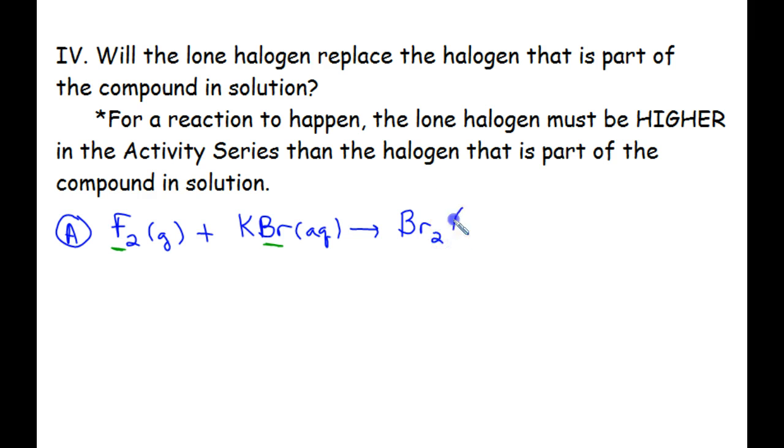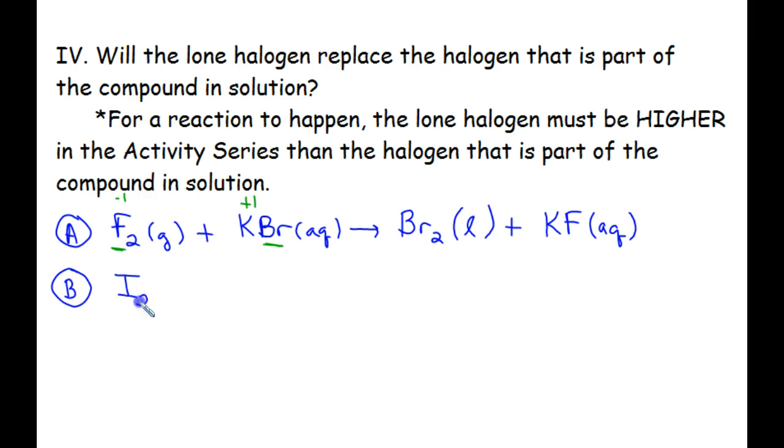and bromine is a diatomic element, and if you check the state on the periodic table, it is a liquid. And then you're going to make a compound out of potassium and fluorine. So +1 -1, it is KF, and all group 1 metal compounds are soluble, so it is aqueous.